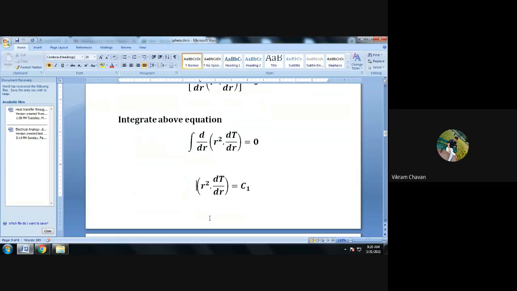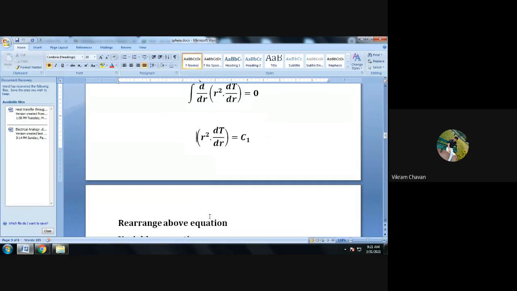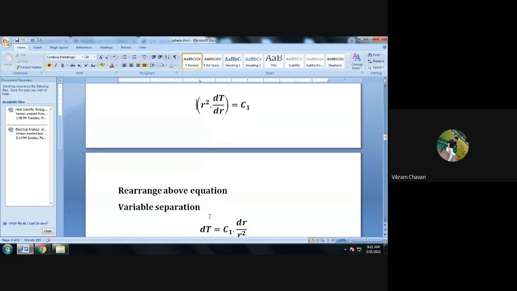Further, what we have to do is rearrange the terms so that it will be easy for the integration. So rearrange the above equation, or we can say it will be a variable separation. Okay, so the variables are dT and dr.